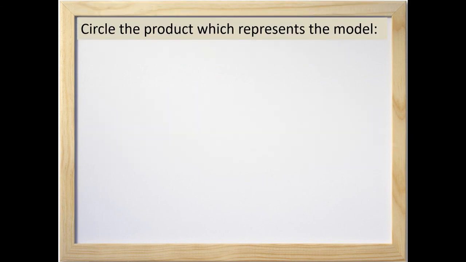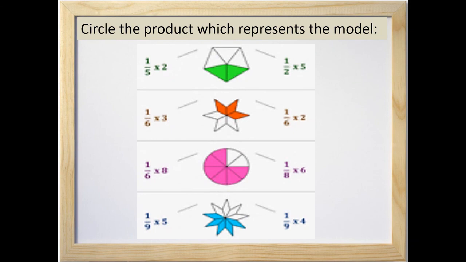A small task for you, children. Circle the product which represents the model. So I am going to show you one picture here. You have to circle the product which represents the model. Now see here children. I'll just give you an example. 1 by 5 into 2. Which product represents this model?